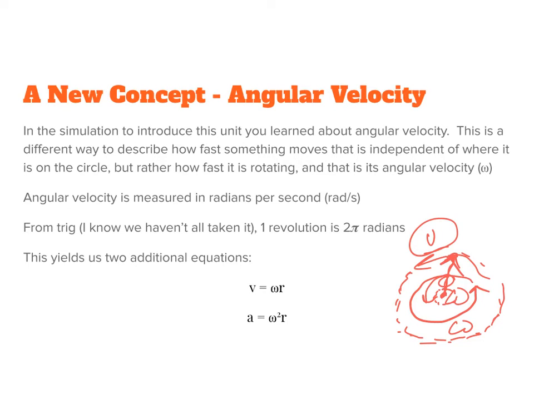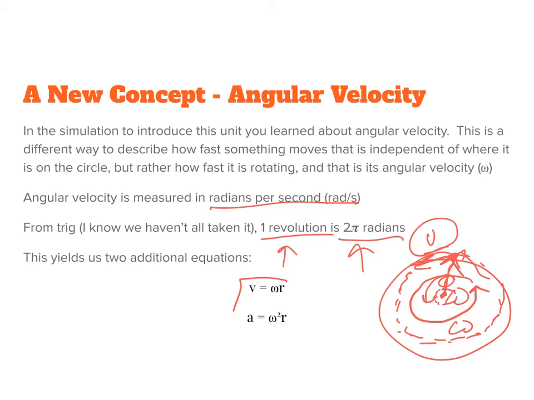That's known as its angular velocity. Now, angular velocity is measured in radians per second. Some of you that have taken trig and pre-calc are very comfortable with this. Many of you have not taken it, but for right now, all we care about is that one revolution is 2 pi radians. That just means 360 degrees is one revolution, which is 2 pi radians. And this will actually relate back to our velocity concept, and we get two final equations that we're going to add to our bank today.